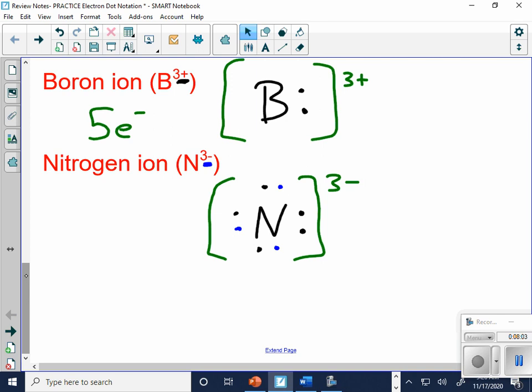Any questions about those electron dot notations? We all right with them?